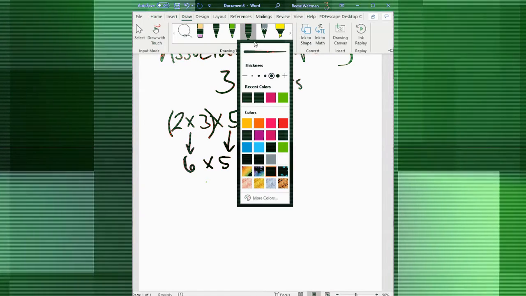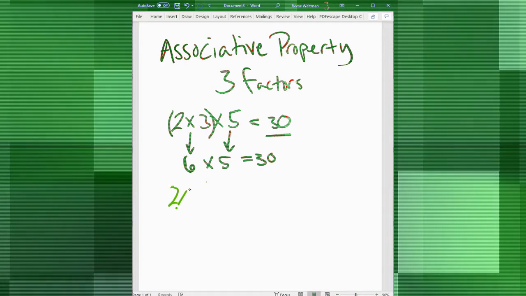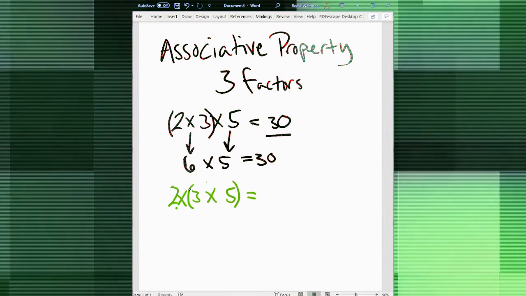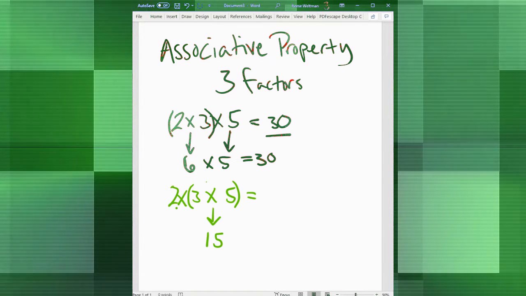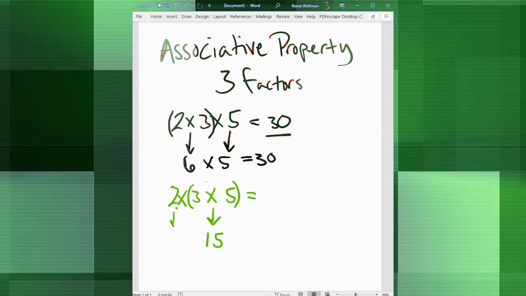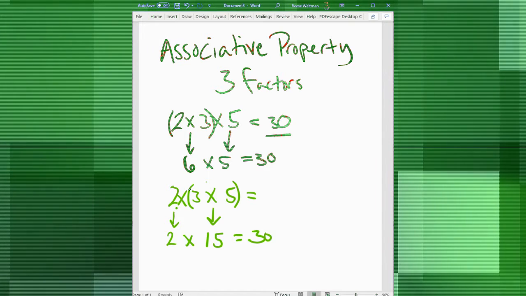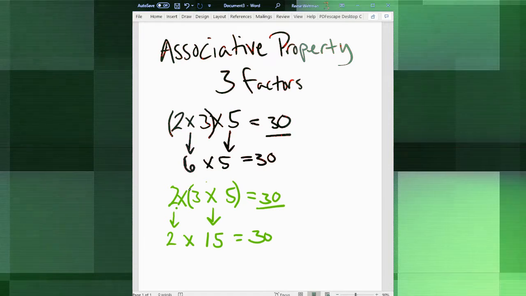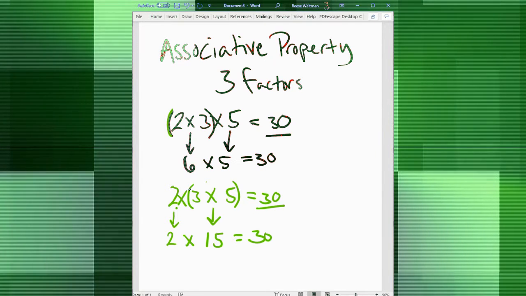However, let's say you looked at this problem again. You have 2 times 3 times 5, and you would rather do the 3 times 5 first. Well, if you put parentheses around the 3 times 5 and you decide to group those two factors instead, you can still do that. So you would have 3 times 5 is 15. Bring that 2 down. Then you'd have 2 times 15, which is 30. So it may look like two different equations, but we actually have the exact same equation. It's just grouped differently.